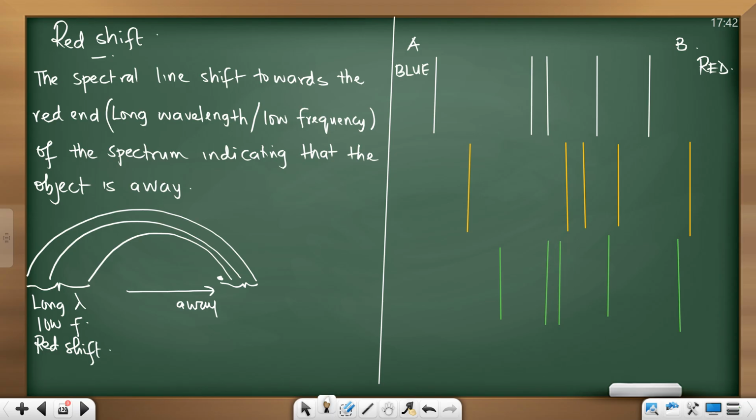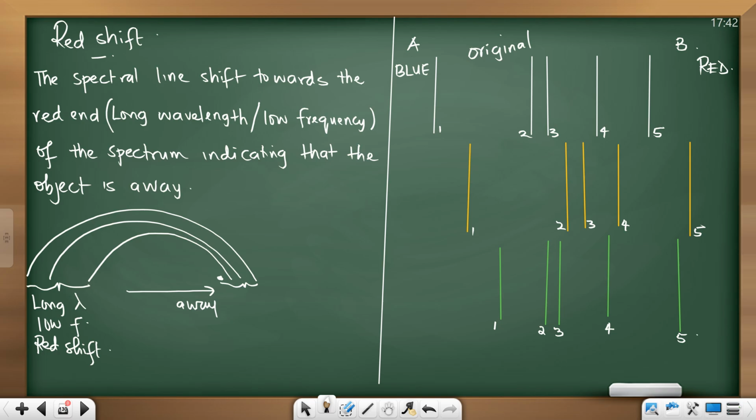Now, if I were to number these lines, 1, 2, 3, 4, it's the same lines that I have here, and the same lines that I have here. Alright, this is the original one. What can you tell me about the yellow lines and the green lines? They have moved to the right. That's a red shift. That's how they're going to ask you what type of shift.